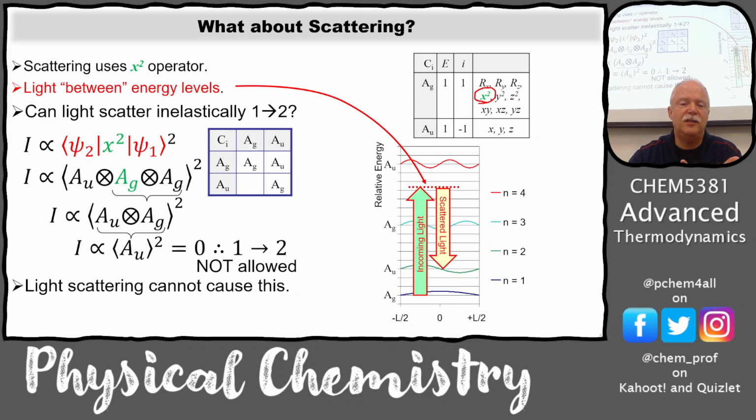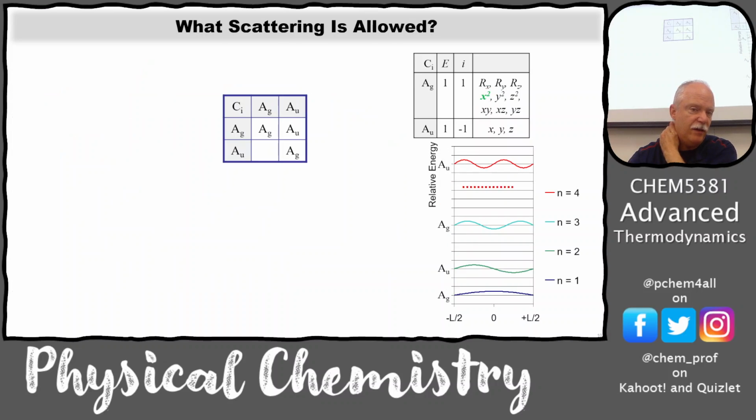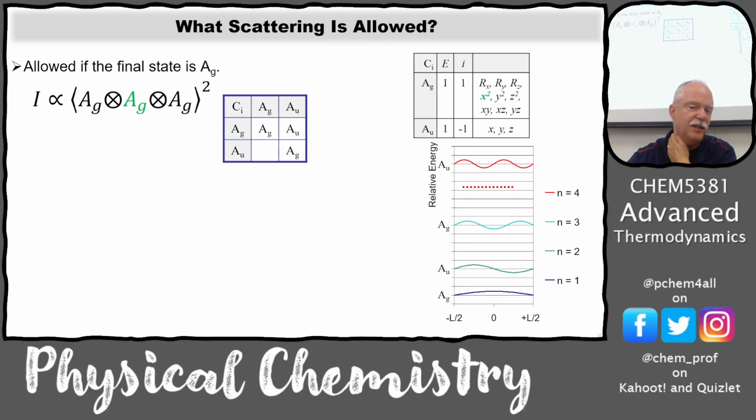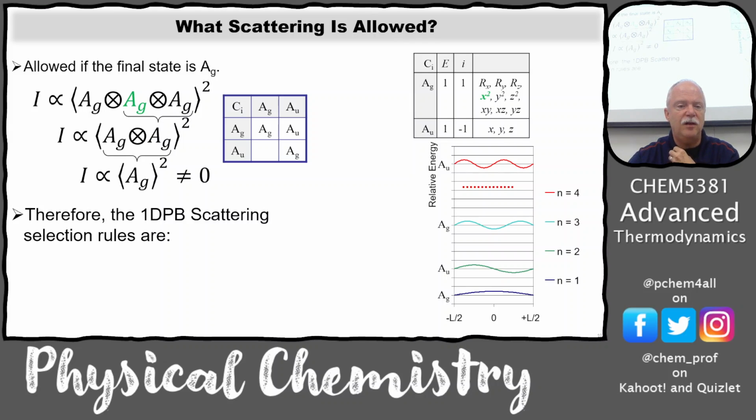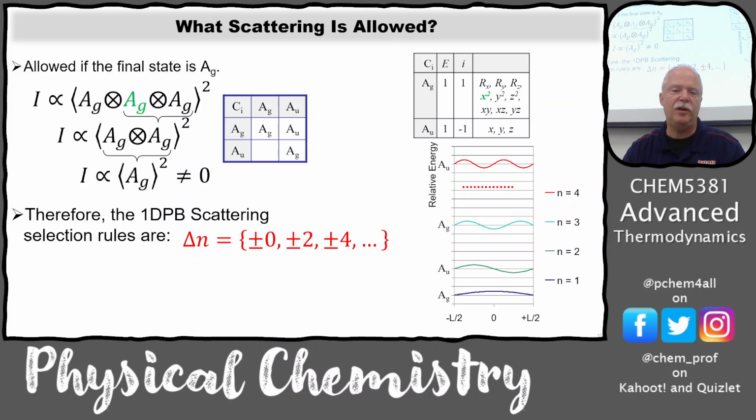So we have scattering selection rules that are different than the absorption selection rules. Let's see what is allowed. If the final state is AG, then that's allowed by symmetry. So the 1D particle in a box scattering selection rules can go from G to G, and honestly, they can go from U to U. Anything that matches initial and final state, because light is even. As long as it's going AU to AU, that's similar to having two minus 1s. They're going to cancel each other out. So we have plus or minus 0, plus or minus 2, plus or minus 4. These are our scattering selection rules.